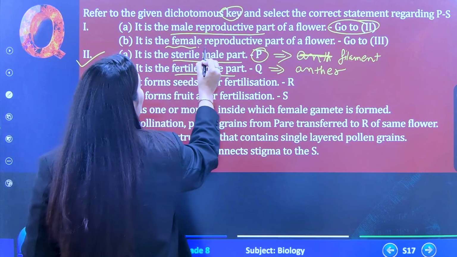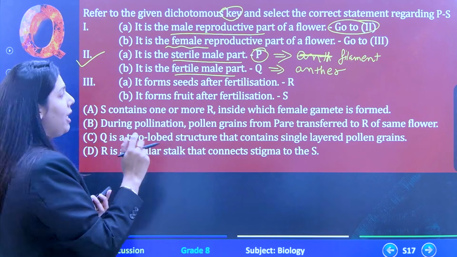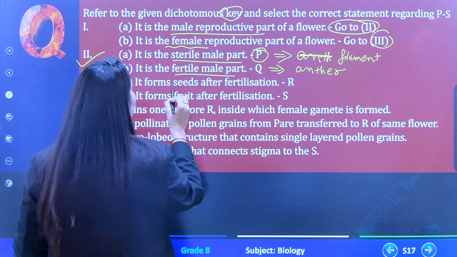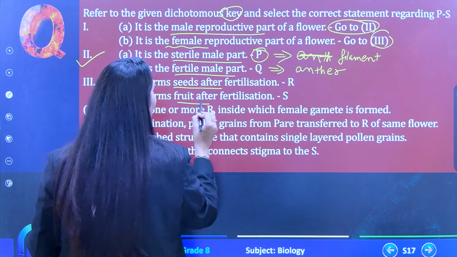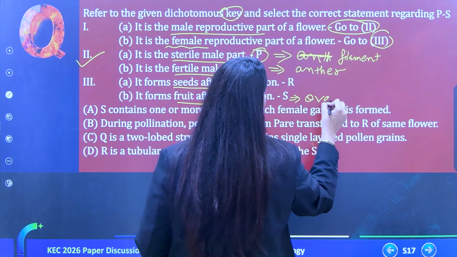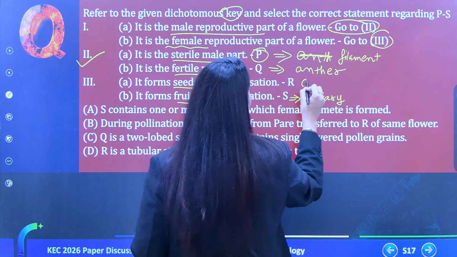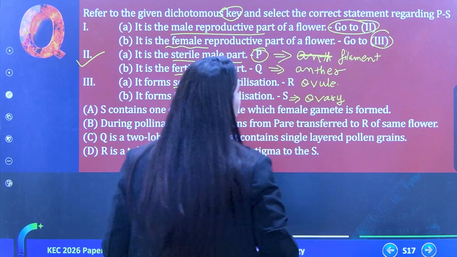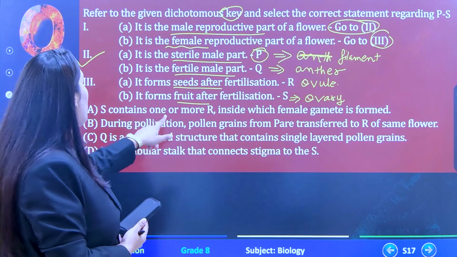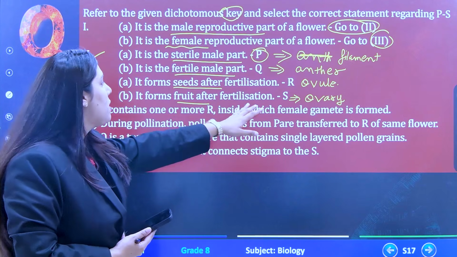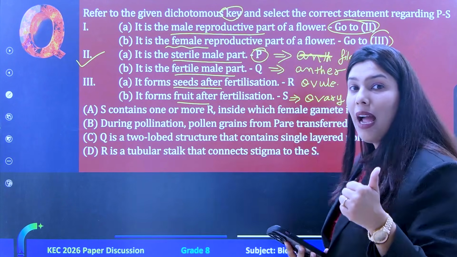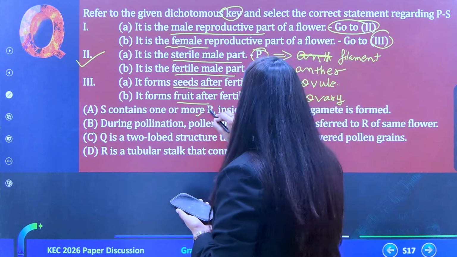It is the female reproductive part. Go to 3. It forms fruit after fertilization. Fruit is formed by ovary, and seed is formed by ovule. Fine. Now, S contains one or more R. S means ovary. It can contain one or more ovules, right? We have done one MCQ related to this. So this part is right.